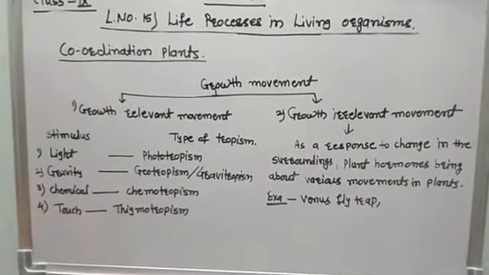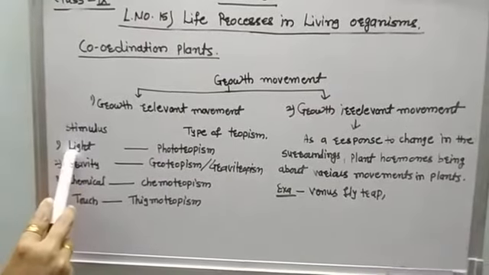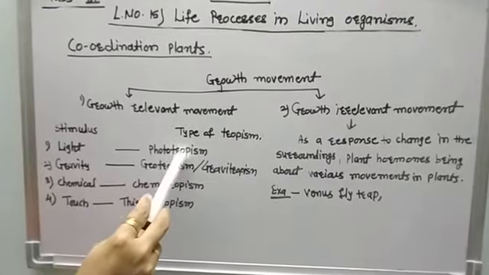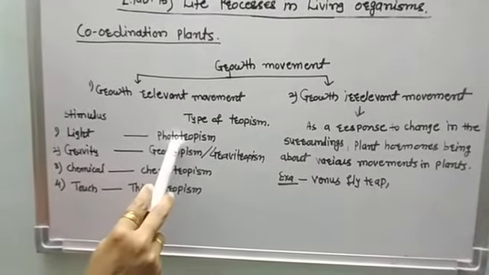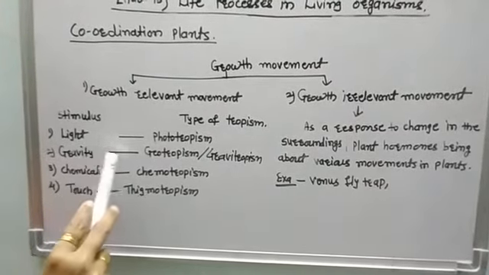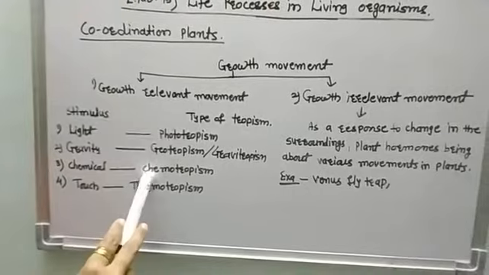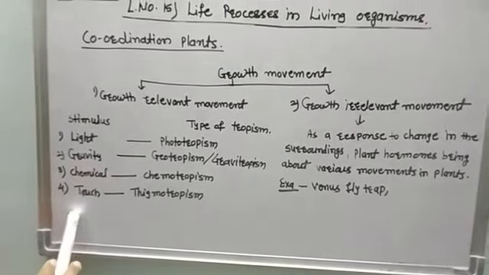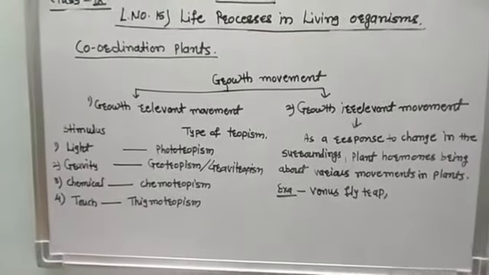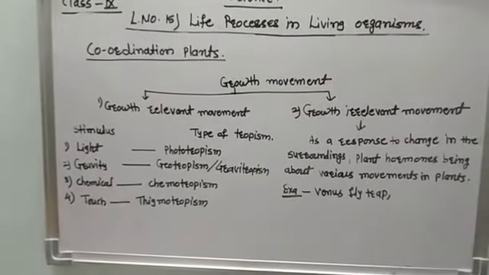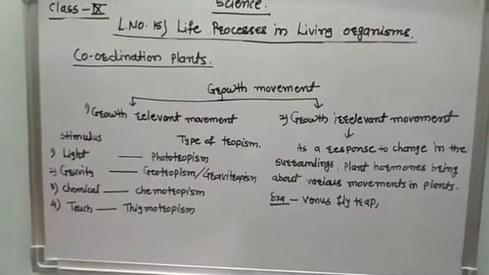Means in this way, on the basis of stimuli, this is the growth relevant movement, and related to this stimuli, the plant can show the different type of the tropic movements. That is, if light is the stimuli, then it is called as the phototropism. Second, gravity is the stimuli, then it is called as the geotropism or gravitropism. If the chemical is the stimuli, then it is called as the chemotropism. If the touch is the stimuli, then it is called as the thigmotropism. And all these diagrams of thigmotropism, phototropism, chemotropism are also given on page number 61-69.